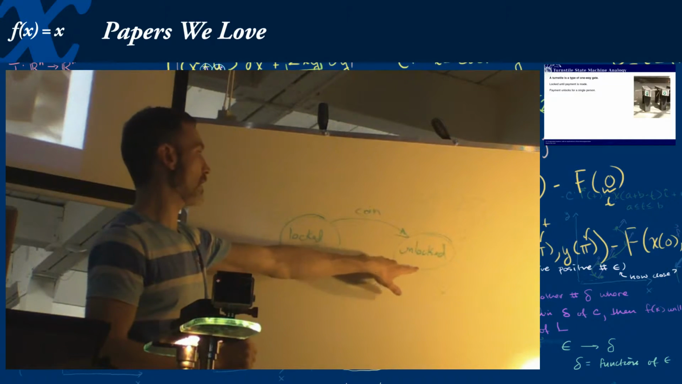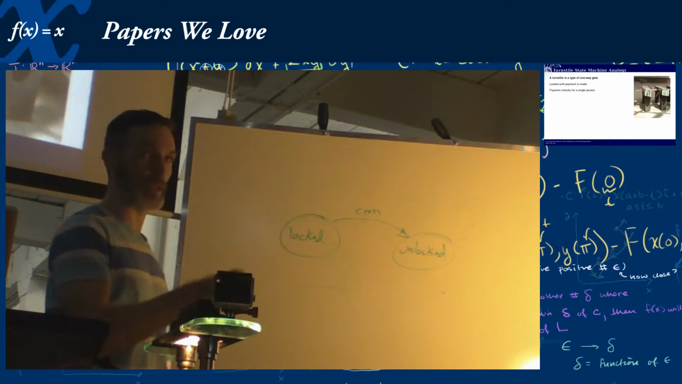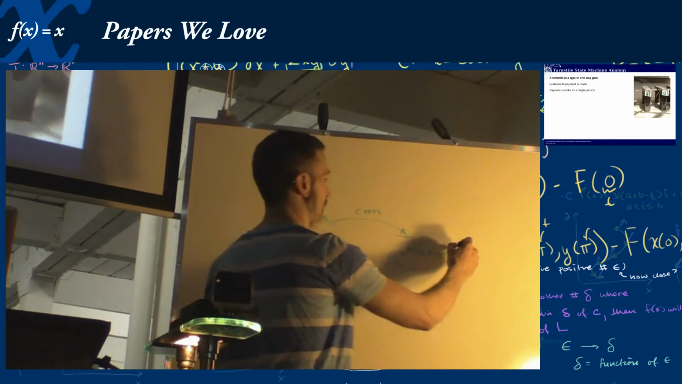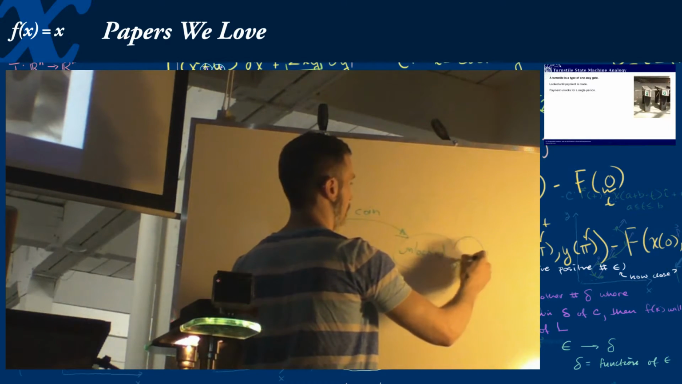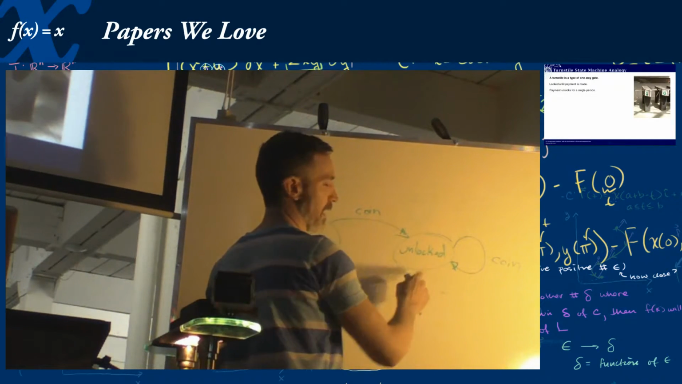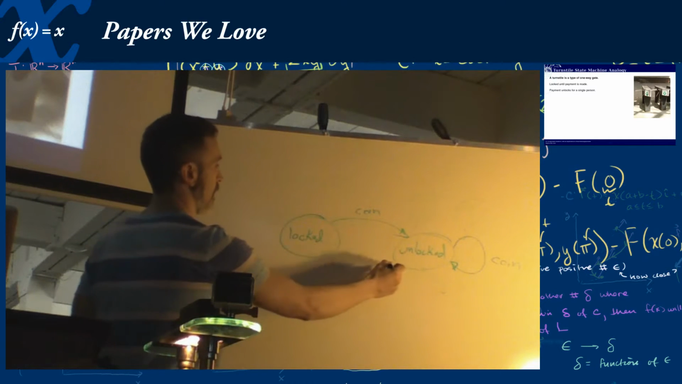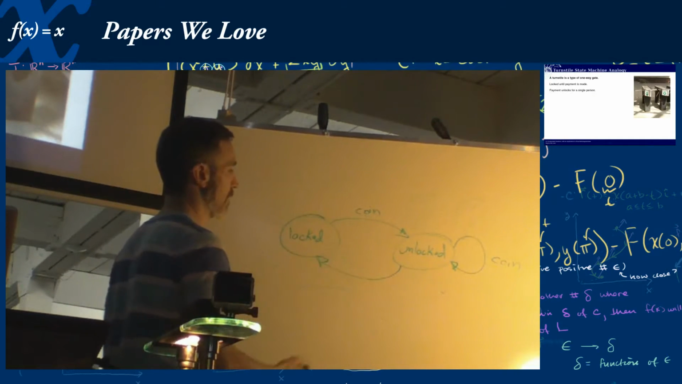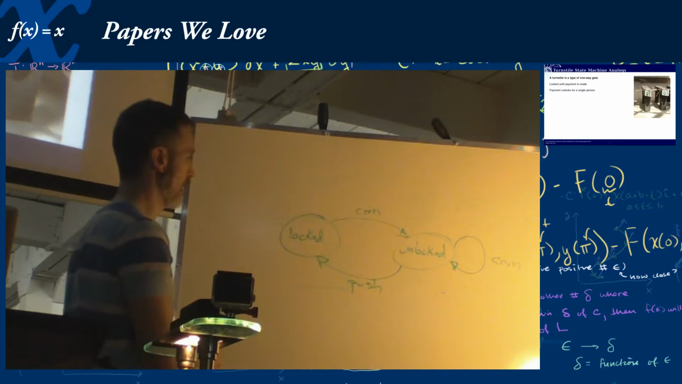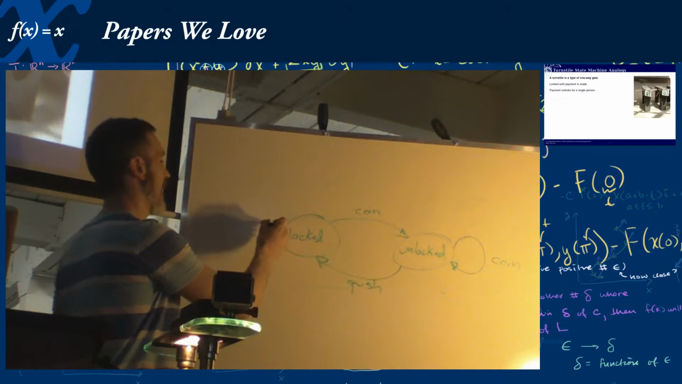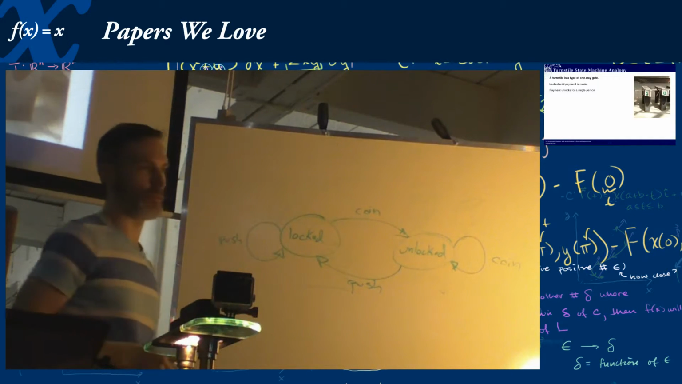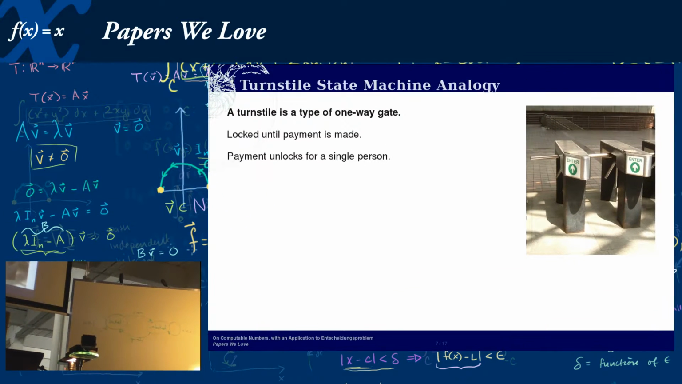Once I'm in unlocked, I can continue to feed the machine coins, and it's not going to change the state at all. So I'm going to have this kind of loop back state. Inputs of coins when I'm in the unlocked state are not going to change the state. If I push on the gate, it's going to let me through, and then it's going to transition from unlocked back to locked. And when it is locked, no matter how hard I push on it, it's going to remain locked. So that's a very simple state machine.